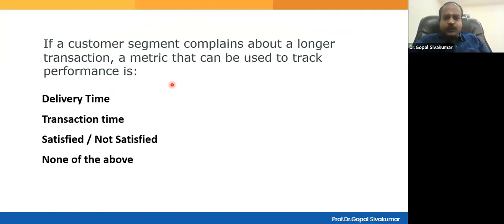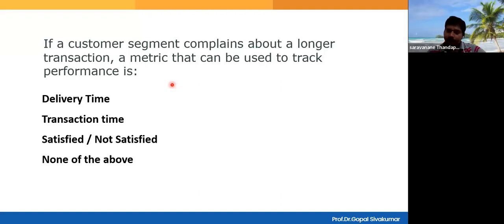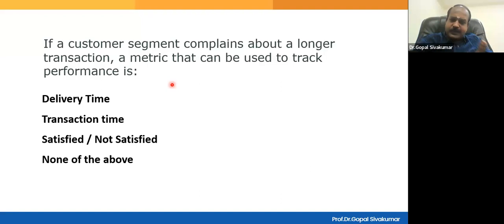So what is the meaning of transaction time in your company, in your project? You have to define. Don't look at the dictionary definition. Dictionary definition is different. What is transaction time in your project? Who has to define? You have to define, isn't it? Otherwise, what happens? You will try to improve something, but your team will be improving something else. This big mistake can happen.